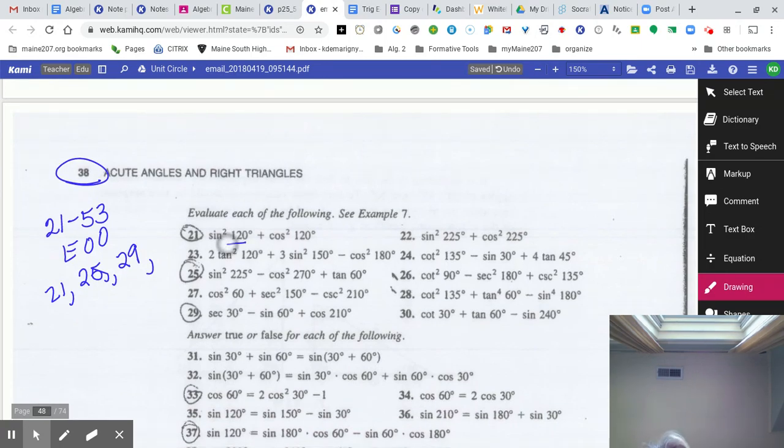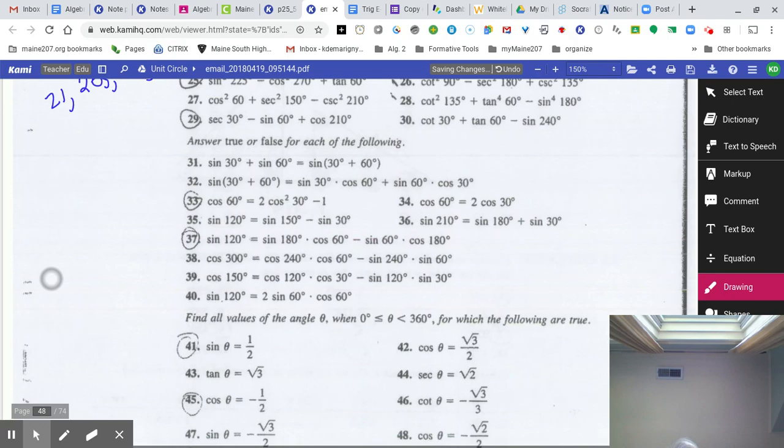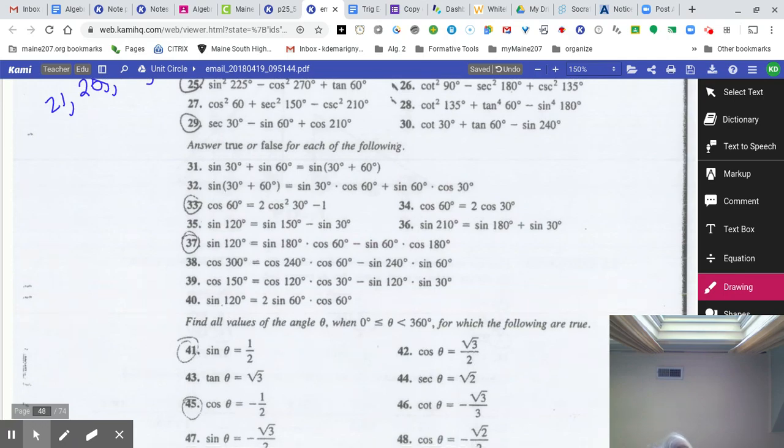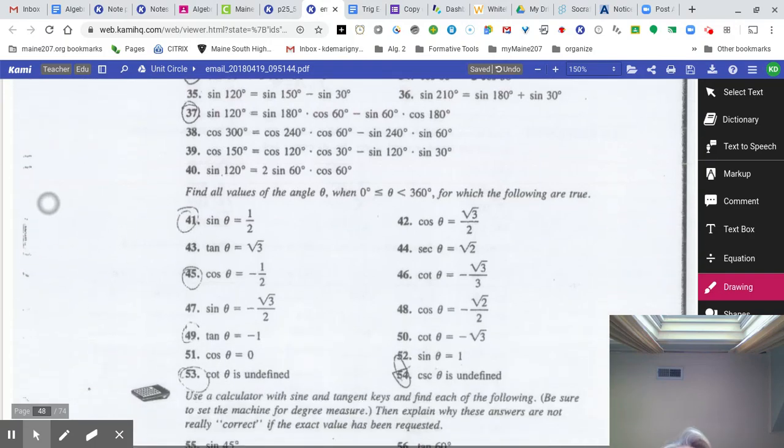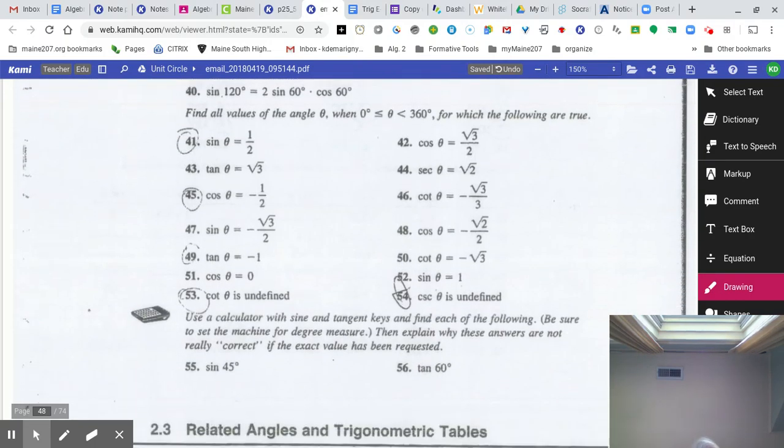A few more evaluations: sine squared 120, cosine squared 120, just some little algebraic expressions that we have there. Answer true or false: is the cosine of 60 the same thing as 2 times cosine squared of 30 degrees minus a 1? So this is just a little bit of checking your knowledge. And then at the bottom, it's going to ask you to find all the values of the angle theta that is between 0 and 360 degrees.